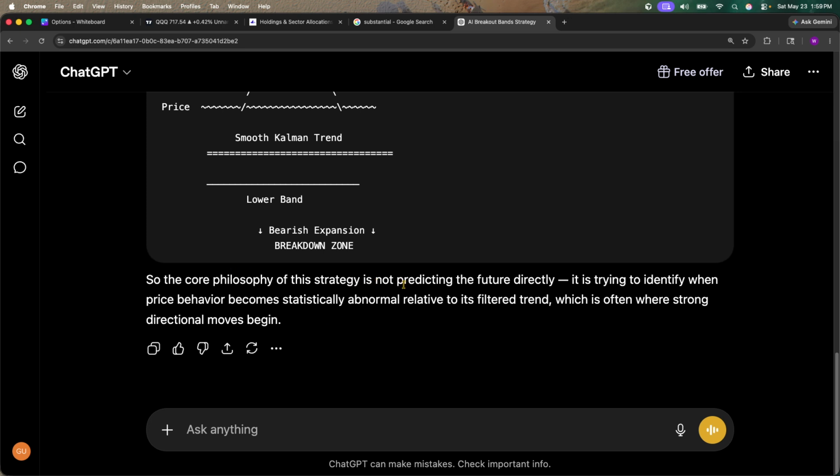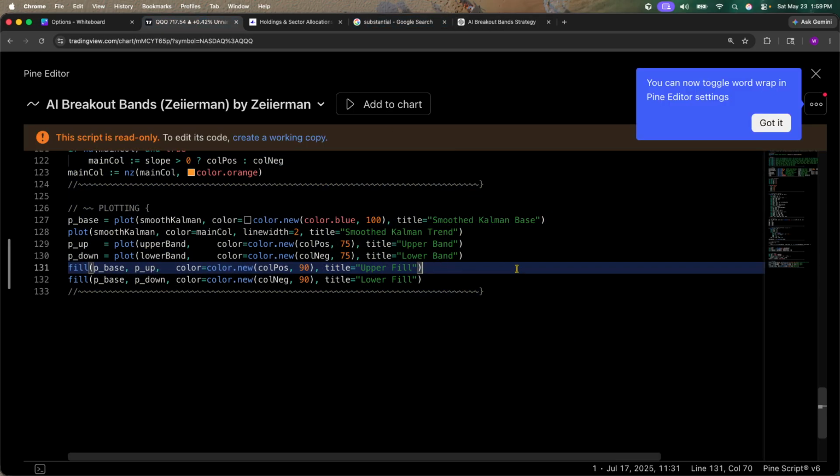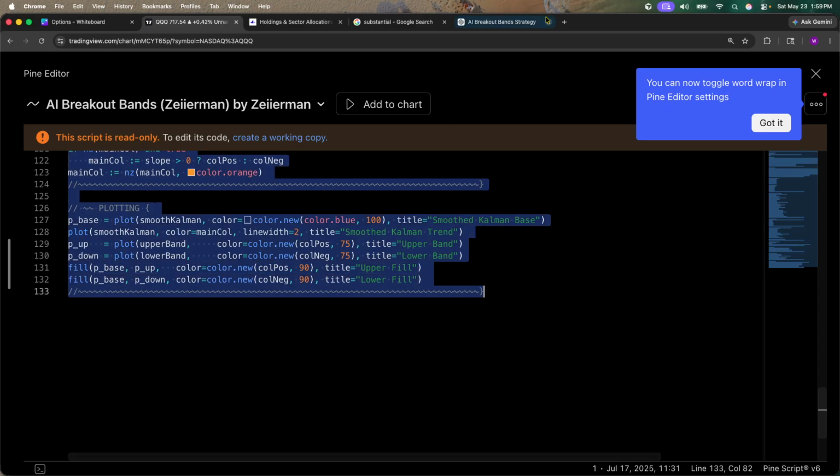So the core philosophy is the strategy is not predicting the future directly. It's trying to identify when the price behavior becomes statistically abnormal relative to the filter trend, which is often where the strong directional moves happen. All right, bet. So this looks like something we can take to Claude Code in order to smooth this out.